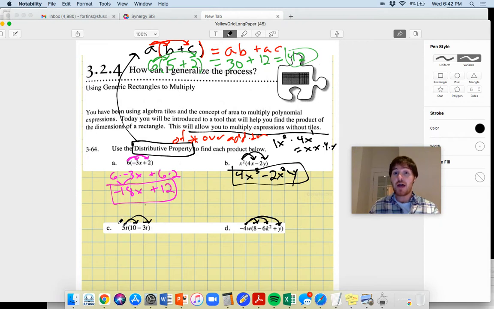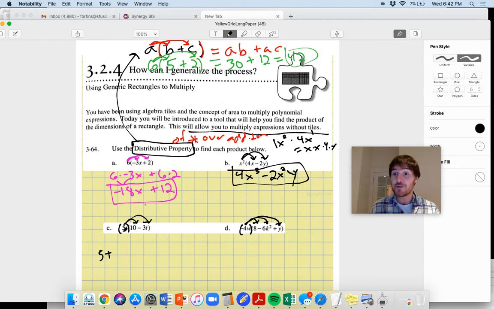What you saw in yesterday's class was that you can make a rectangle out of factors, okay? So this is technically 5t times 10 minus 3t. This one here is negative 4w times 8 minus 6k squared plus y, okay? So the pattern that you maybe noticed yesterday is that the first factor of this product, the first parentheses, that's going to be your height, okay? So the height of the rectangle is 5t.